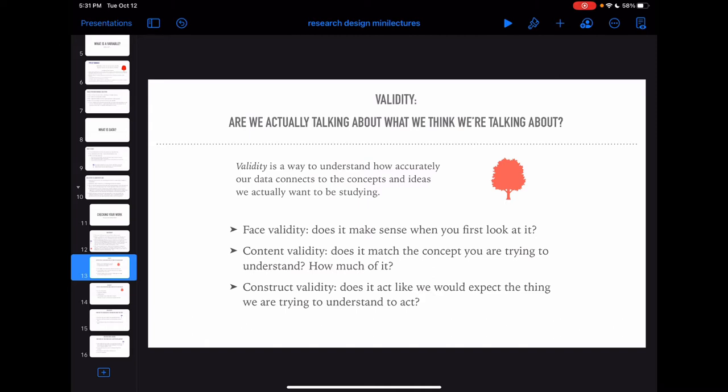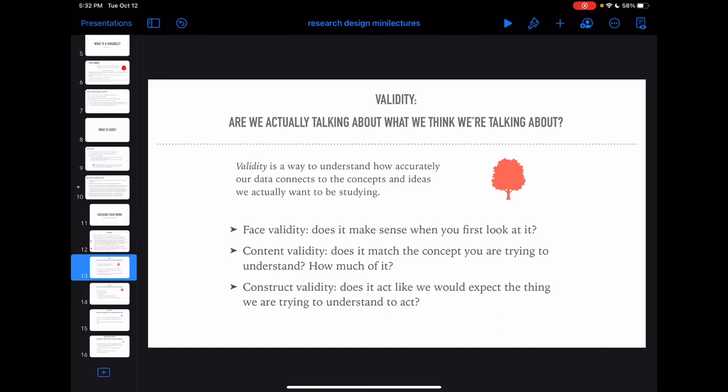But what if you tried to use satisfaction with government, how satisfied people are with government, as an opinion on how satisfied they are with democracy? Well, they might like democracy in the abstract, but not like their particular government. They might not think their government is democratic. They might think their government is democratic and think that it's a bad thing, right? The content of these two concepts don't really match each other.